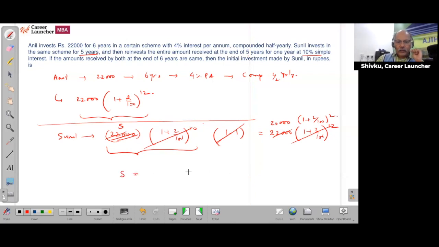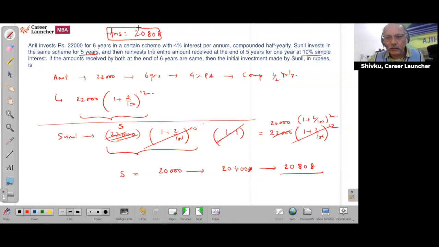So Sunil, right? This is like two successive increases of 2%. So from 20,000, a 2% increase will be 20,400, and 2% increase of this is equal to 408, 808. So this is the answer, 20808. Looks like one devilish problem, but it's actually very simple.